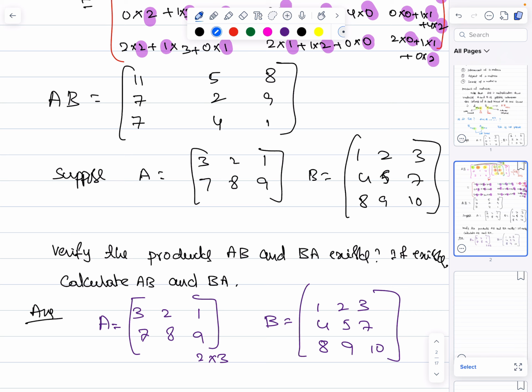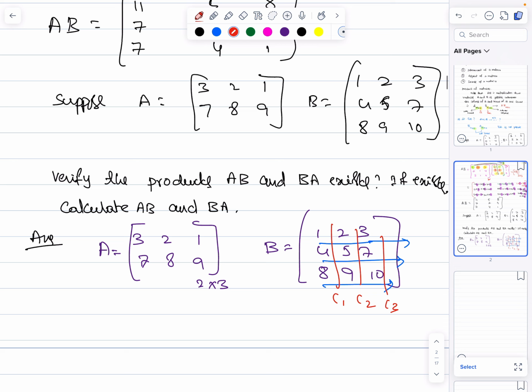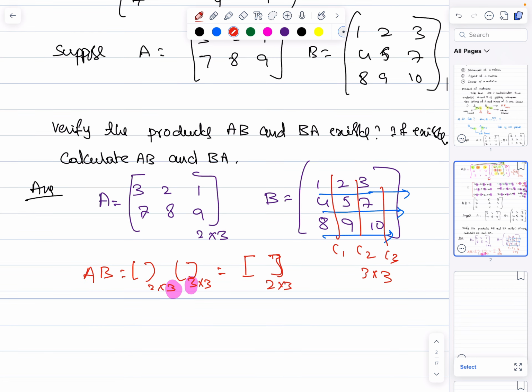So B has 3 rows and 3 columns, C1 C2 C3. If you look at this, this is 3 by 3, and for AB, A is 2 by 3 and B is 3 by 3, and therefore the inner dimensions are the same, so there is an outcome of 2 by 3 matrix. Therefore AB exists.